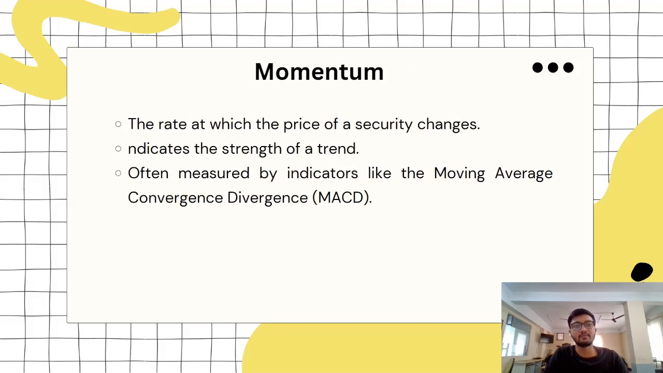Next is momentum. The rate at which the price of a security changes is called momentum. It indicates the strength of a trend. So if the momentum of a particular trend is very bullish or very bearish, from the MACD indicator you can see how much strength there is in that particular move, up or down. So that is about momentum.